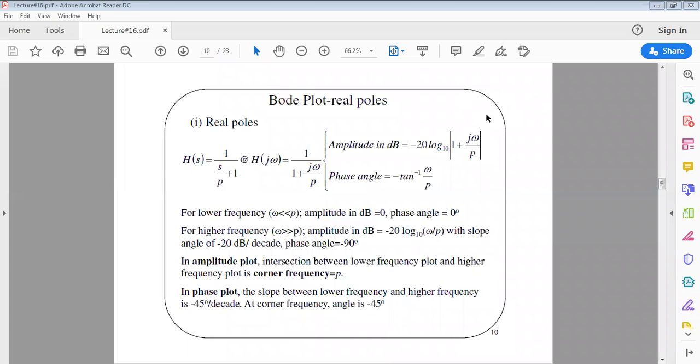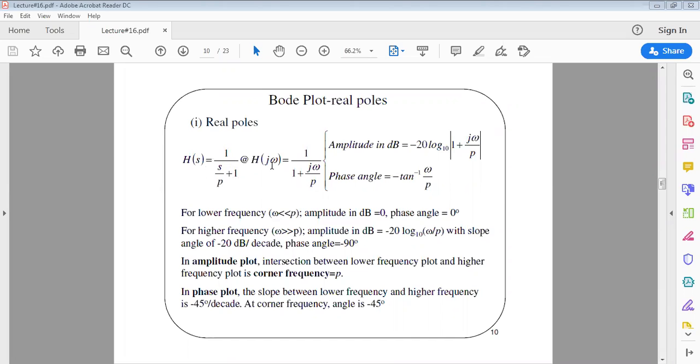Hello, we meet again. Okay, so we are going to continue with part 2 of lecture 16. We're going to proceed with understanding the Bode plot for a real pole. Okay, so for the real pole, the equation is H(s) equals 1 over s over p plus 1.